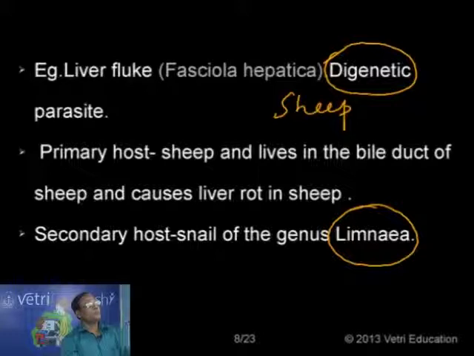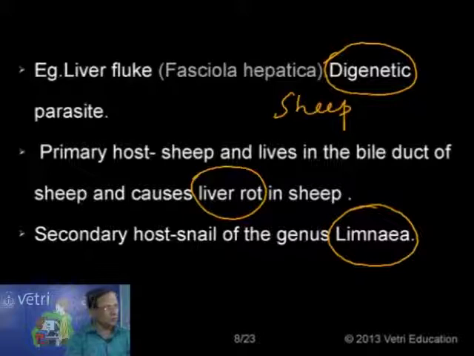So the sheep is normally considered as the primary host or definitive host. The animal lives in the bile duct of sheep, hence called the liver fluke, and it causes a dangerous disorder, causing damage to the liver, called liver rot. It causes liver rot in sheep, not in the case of human beings. Now, one host is sheep and another host is Limnaea, a molluscan animal, a snail, Limnaea truncatula. That is why it's called a digenetic parasite. A parasite that completes its life cycle in two hosts is called a digenetic parasite.